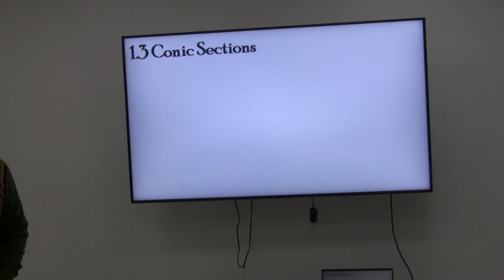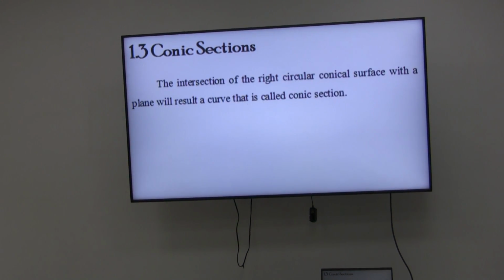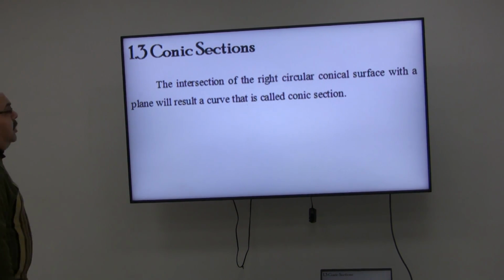Okay, now moving to the conic sections, which is also very important. In this part, I will just show you plenty of relations in each one of them. Careful for the pen in front of your eyes. Okay, the intersection of the right circular cone.